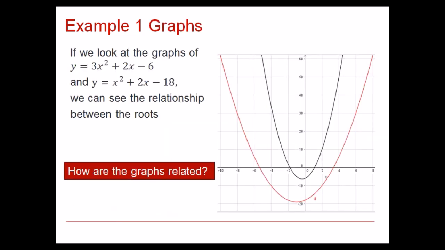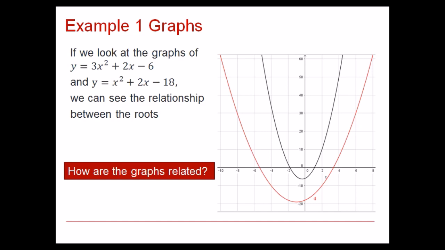If we look at the graphs of y equals 3x squared plus 2x minus 6 and y equals x squared plus 2x minus 18, we can see the relationship between the roots, i.e. that the roots are 3 times the value. How else are the graphs related? You may wish to pause here and think this through for yourselves.